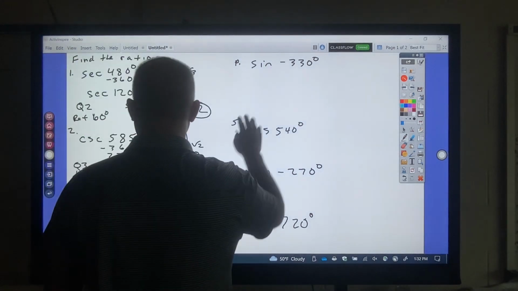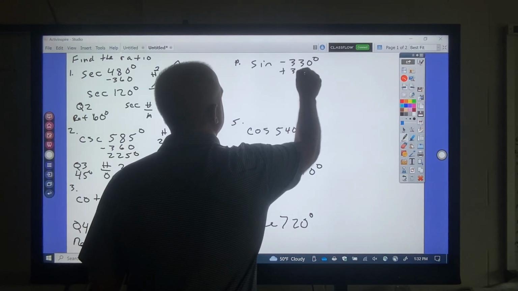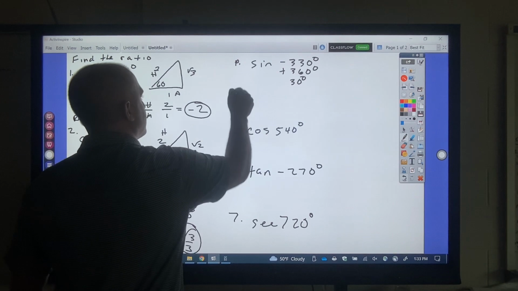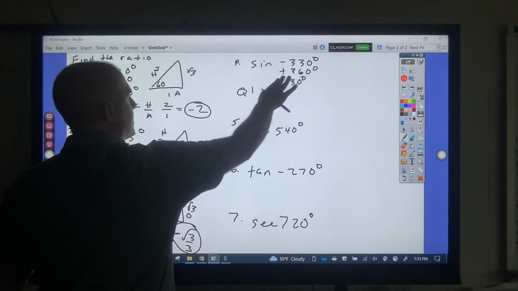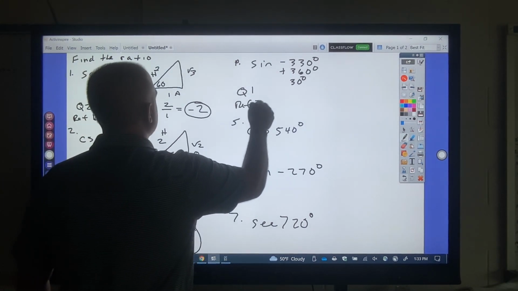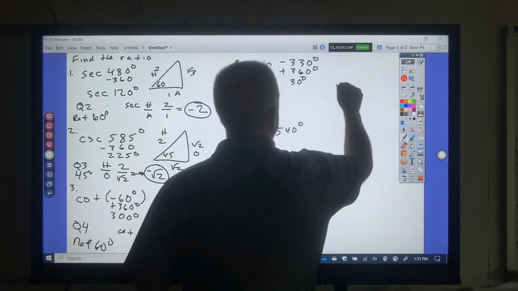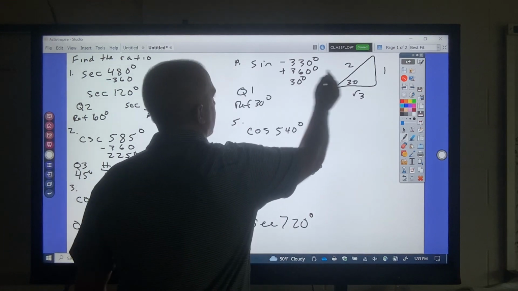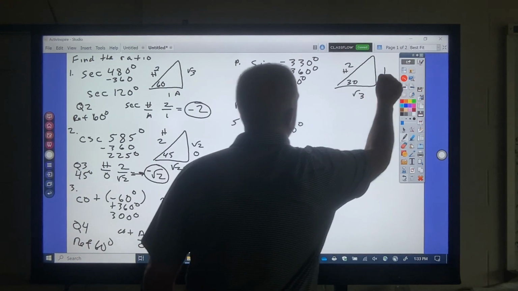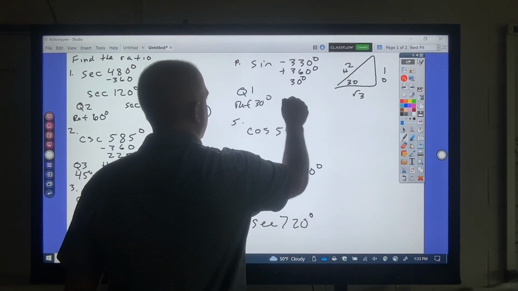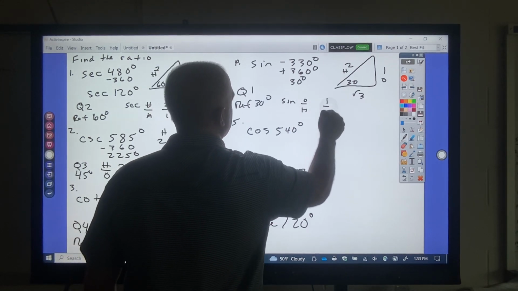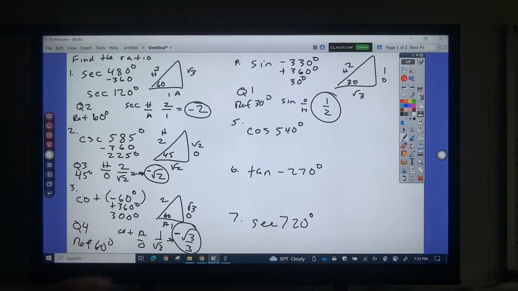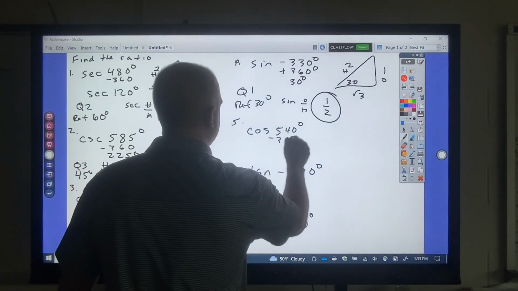This one I want to add 360. So that's going to be 30 degrees, which puts me in quadrant 1. What's convenient is the reference angle just is the angle. So at 30 degrees, I've got square root of 3, 1 and 2. Sine is o over h, so that's 1 over 2, and since it's in quad 1, it's going to be positive.